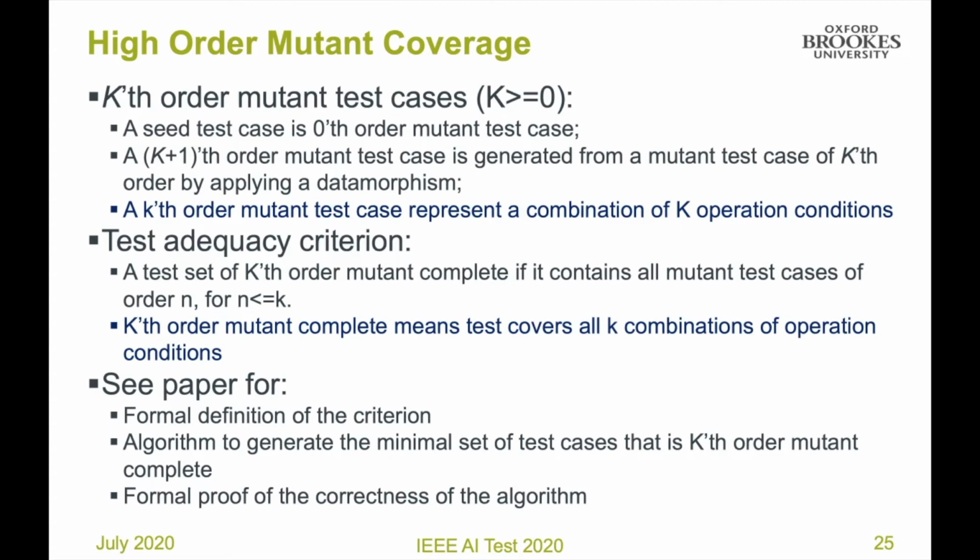Test adequacy criteria can be defined as follows. A test set of k-th order mutants is complete if it contains all mutant test cases of order n for n less than or equal to k. The k-th order mutant complete test set means the test covers all k combinations of operation conditions. In the paper, we give the definition of the criteria formally and an algorithm to generate the minimal set of test cases that is k-th order mutant complete. The algorithm is proved correct.